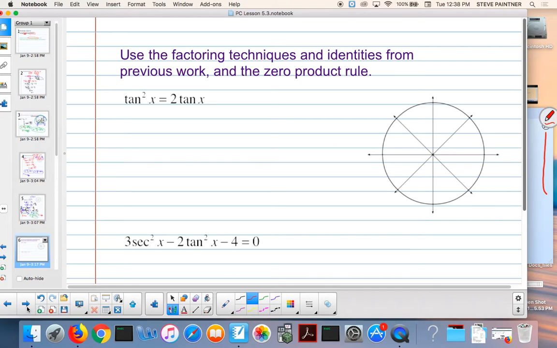Okay, here we go. Use the factoring techniques and identities from previous work, and the zero product property. Which basically said that a times b equals 0 if what? That's only true if a is 0 or b is 0. So that's something you used many, many times in Algebra 1, 2. So they want you to use some factoring techniques.